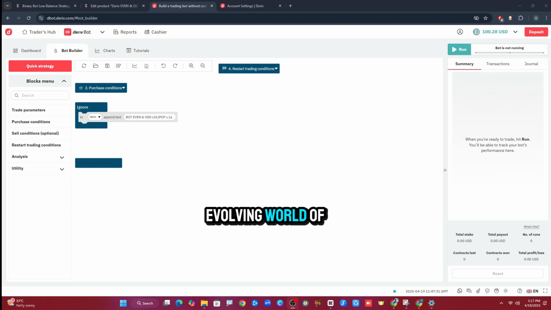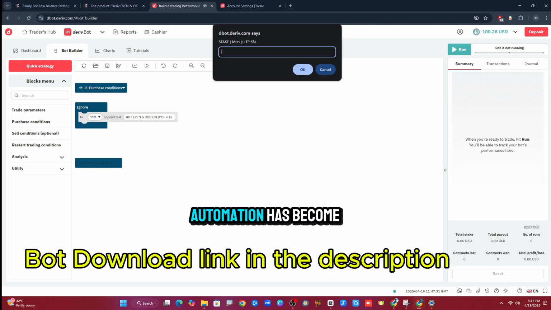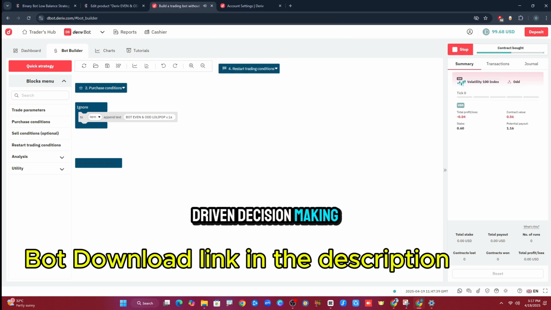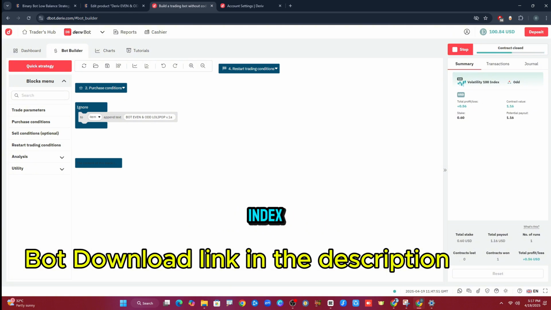In the ever-evolving world of algorithmic trading, automation has become a powerful ally for traders seeking consistency, speed, and data-driven decision-making. The EVEN ODD Lollipop V.1a bot is one such tool that aims to simplify and streamline digit-based trading on the Deriv platform. Built specifically for the Random 100 index, this bot trades under the digits even/odd contract type and is designed with a balance of simplicity and smart logic.